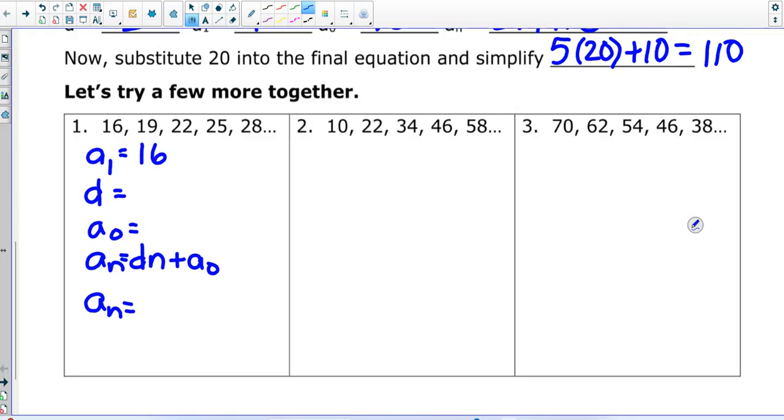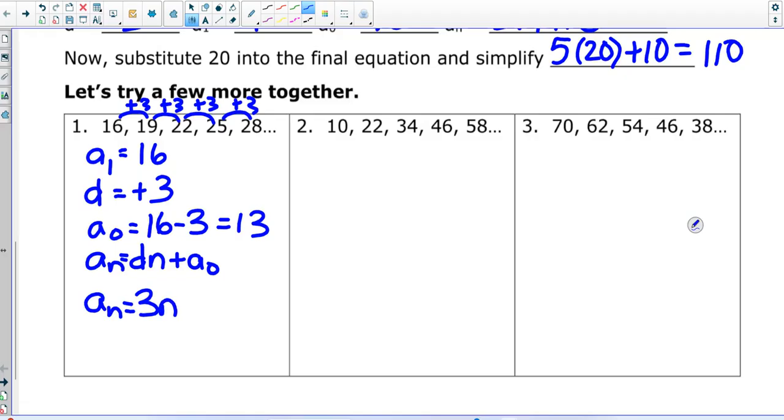D, how are we getting from 16 to 19? We're adding 3 each time. So this is plus 3. And our A0, remember, since we're adding 3 to go forward, how would we go backwards? We would have to subtract 3. So the number before 16 would be, we're going to do 16 minus 3, which is 13. Okay? And we have all of our information to now write our formula. Our D is 3, N is N, and our A0 is 13.